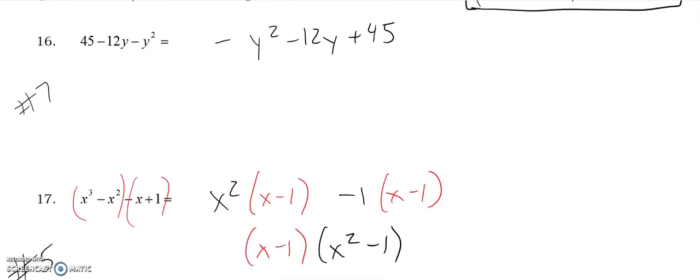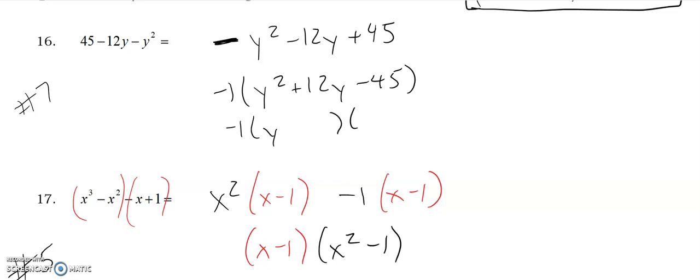Okay, so for 16, first thing I did was rearrange it. And again, huge hint here to make life easier: if that is a negative, factor that out. Change your signs then within your trinomial. And now it's a much easier problem to solve. Factors of negative 45 that add up to 12 would be negative 3 and positive 15.